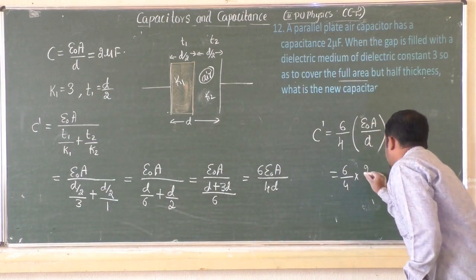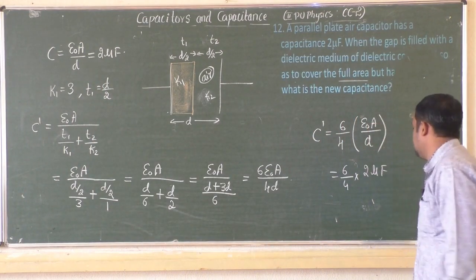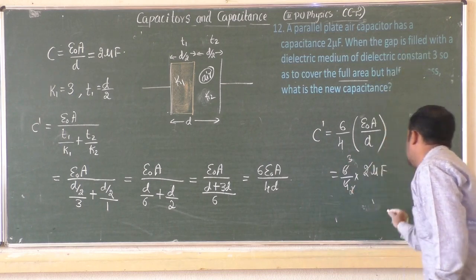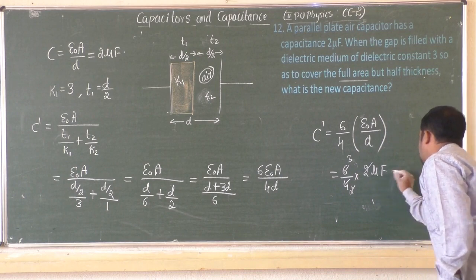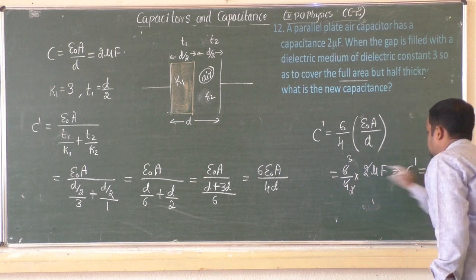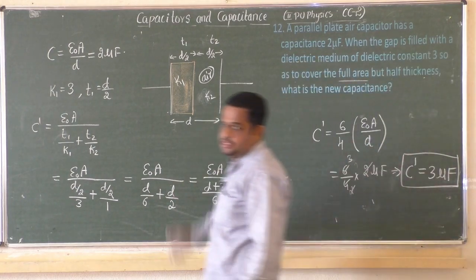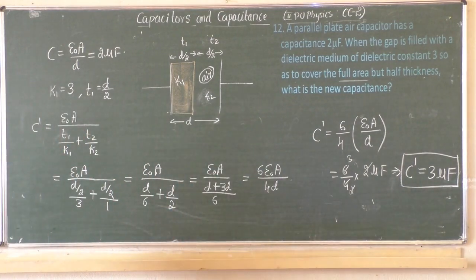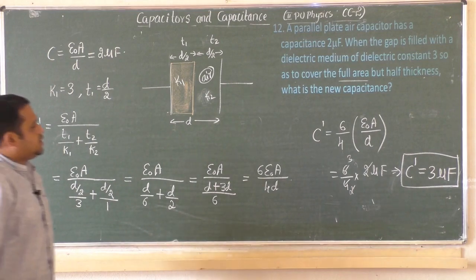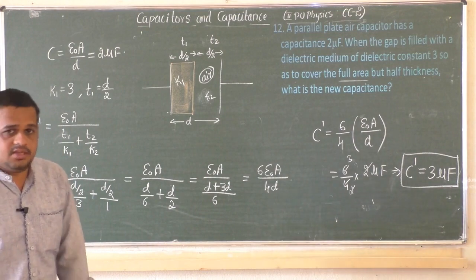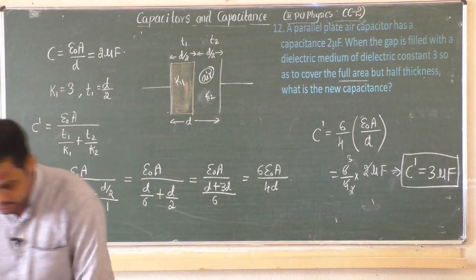So 6 by 4 into 2 microfarad. 2 ones are 2, 2 threes are 6, so C dash is equal to 3 microfarad. The answer is 3 microfarad. If this is the condition, then the capacitance of the capacitor is equal to 3 microfarad. Okay, I think it is clear. Let us continue the discussion in the next class. Thank you so much.